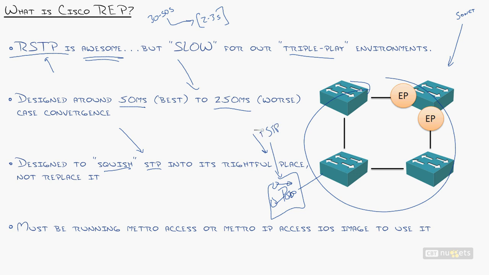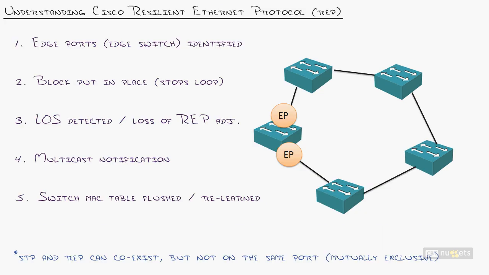And when I say Spanning Tree, I'm talking Rapid Spanning Tree, right? Nobody should be using Spanning Tree in any kind of mission critical environment at all anymore. But REP can give you that crazy fast failover on the Metro side. So this is designed for the Metro Ethernet switches. You must be running one of these IOS images, Metro Access or Metro IP Access, to use it. Well, let's now dig deeper into REP, and you'll understand quickly why Spanning Tree is not going away anytime soon.